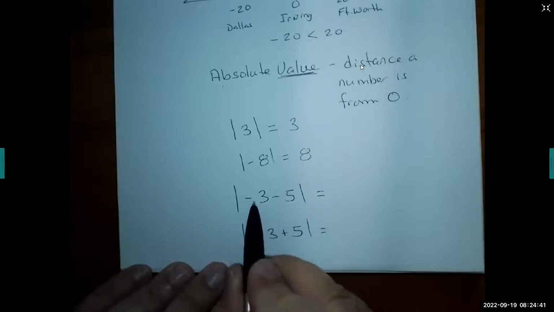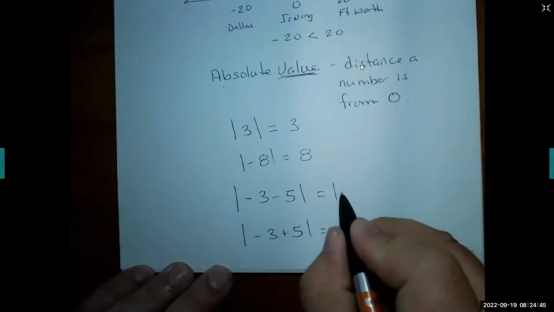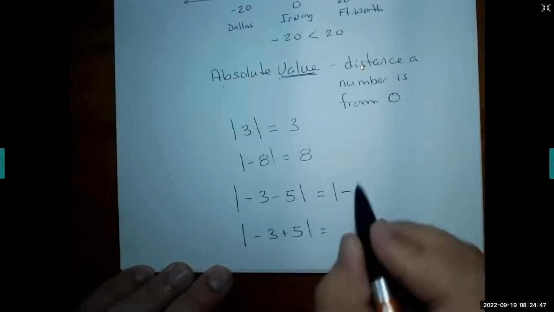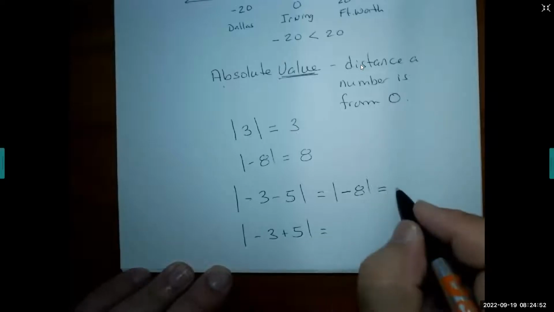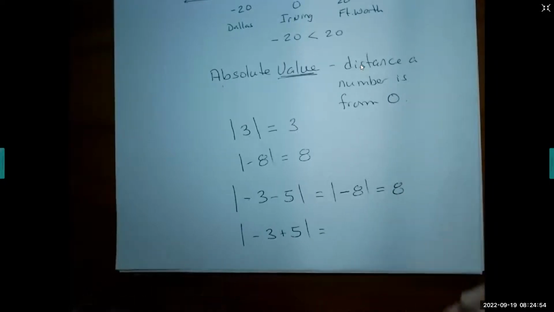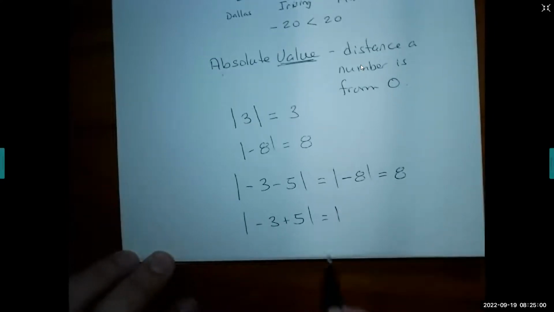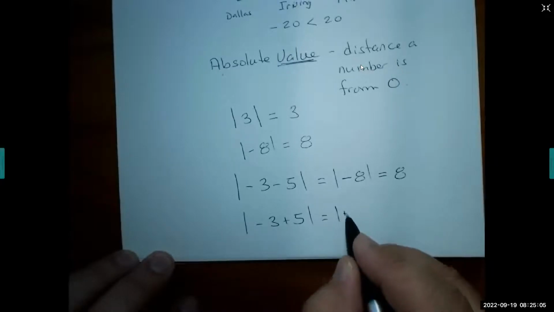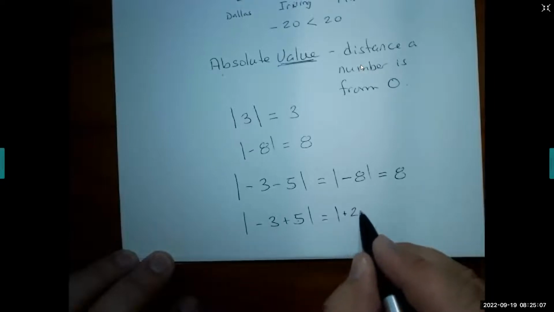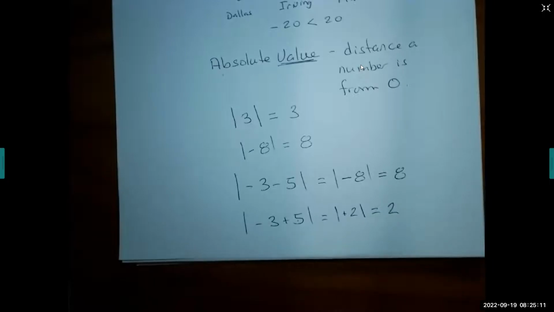So in this first one, -3 minus 5. They're both negatives. So you say 5 plus 3 is 8. So the absolute value of -8 is 8, because -8 is 8 spaces away from 0. But the second one, since the signs are different, take the sign of the larger. 5 minus 3 is 2. The absolute value of 2 is 2.